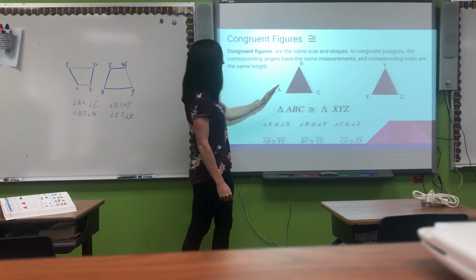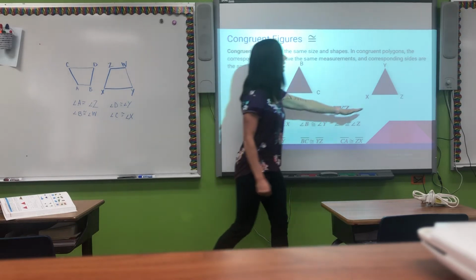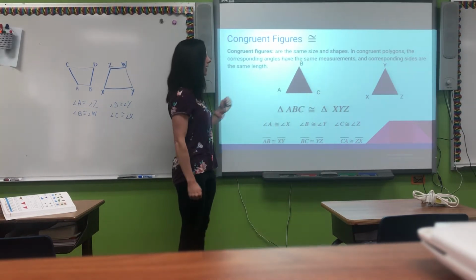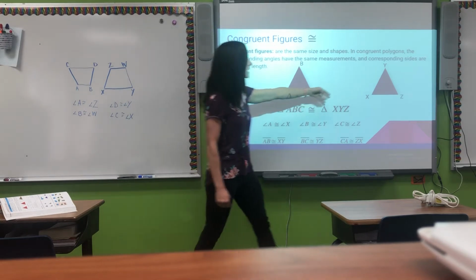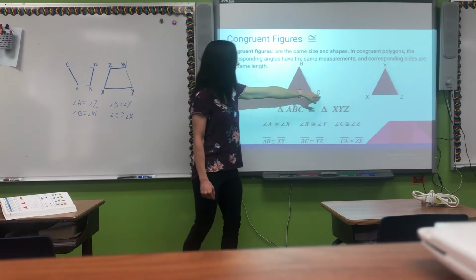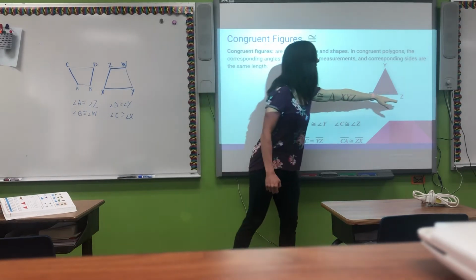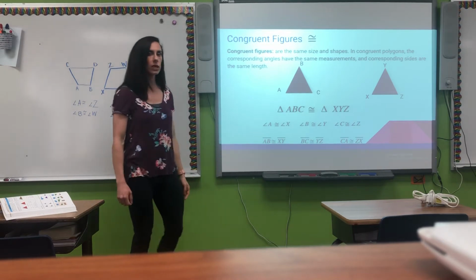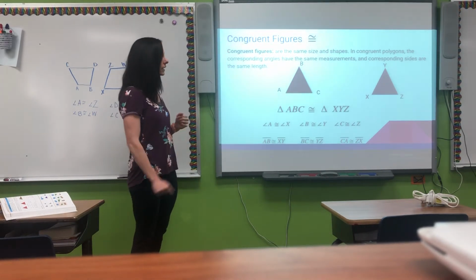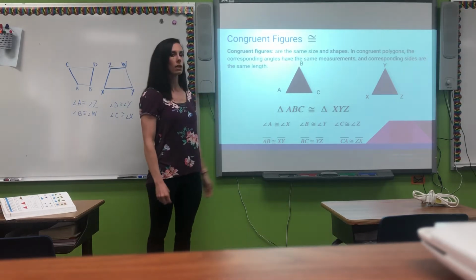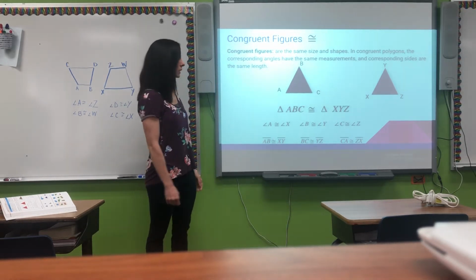If these are the exact same, then AB is congruent to XY. We call those corresponding sides. BC is congruent to YZ. And CA is congruent to ZX. So if you need to, pause this, get that down. When I'm checking your notes, I am looking that we're getting all of these examples in there, please.